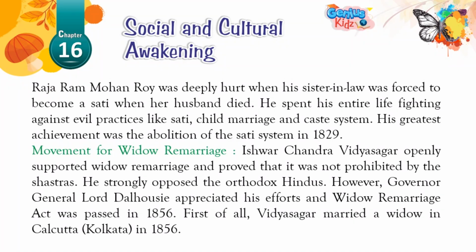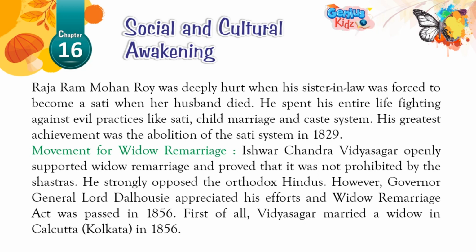Raja Ram Mohan Roy was deeply hurt when his sister-in-law was forced to become a sati when her husband died. He spent his entire life fighting against evil practices like sati, child marriage, and caste system. His greatest achievement was the abolition of the sati system in 1829.